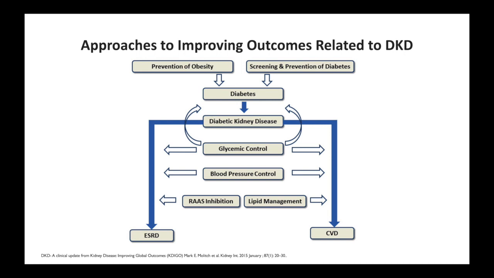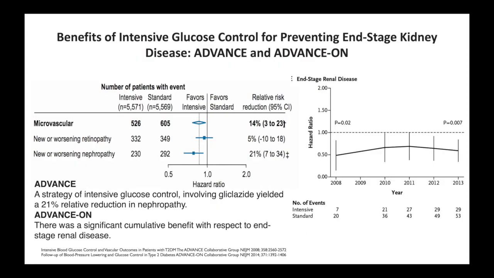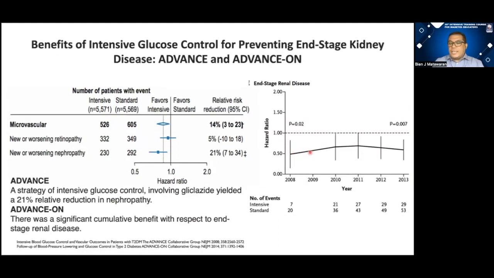So how do we mitigate outcomes of CKD? Very important that we institute glycemic control, as we said, and blood pressure control with the use of RAS inhibition to lower the risk for end-stage renal disease, aside from also managing lipid abnormalities. In the ADVANCE trial, a strategy of intensive glycemic control involving gliclazide yielded a 21% relative risk reduction in the occurrence of nephropathy. And in ADVANCE-ON, which was the follow-up trial of ADVANCE, there was a significant cumulative benefit with respect to end-stage renal disease in those patients that were randomized to intensive treatment.